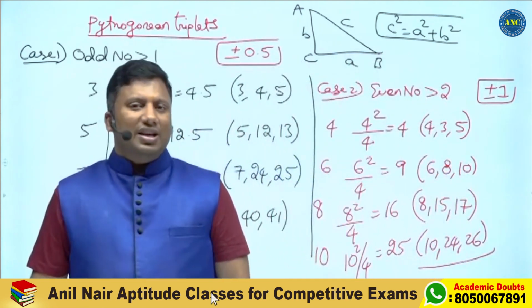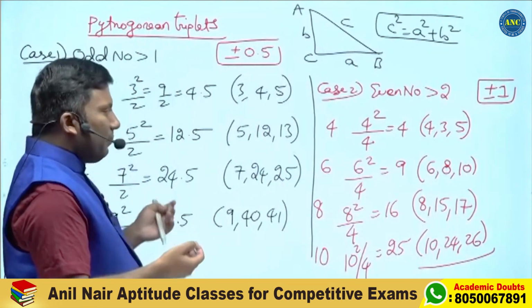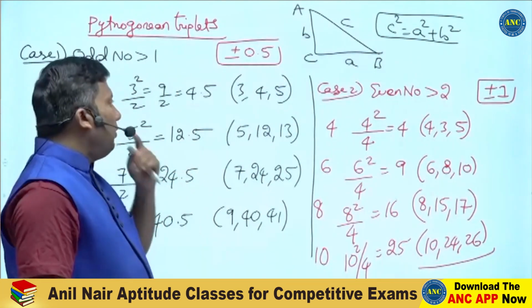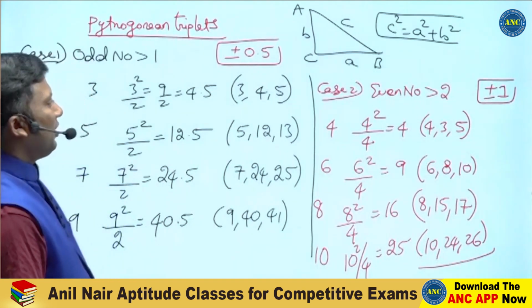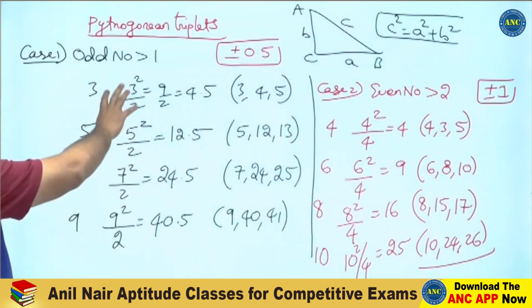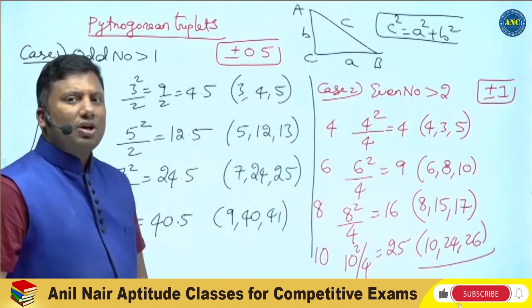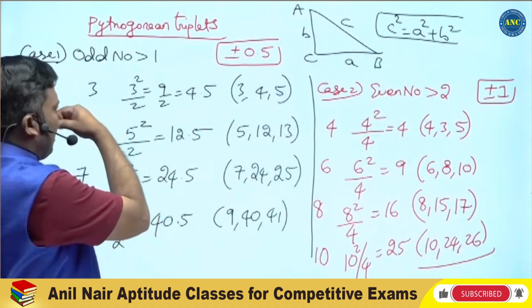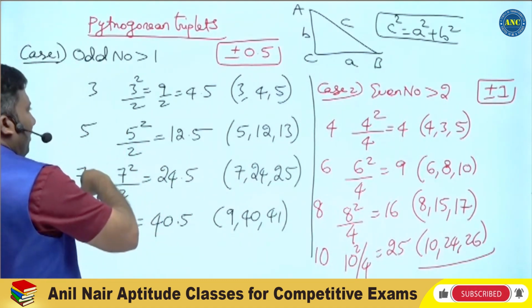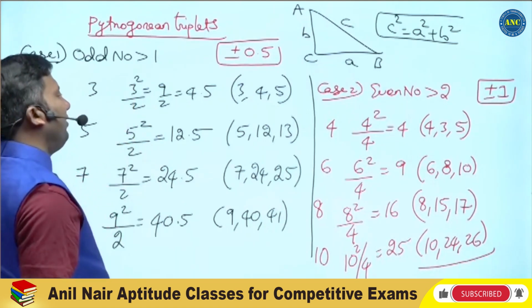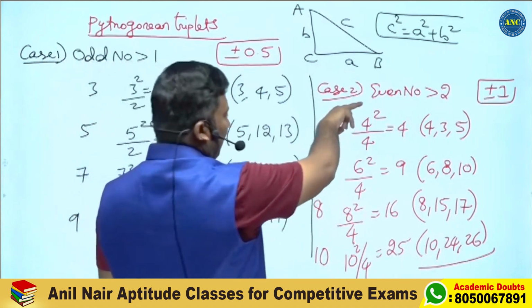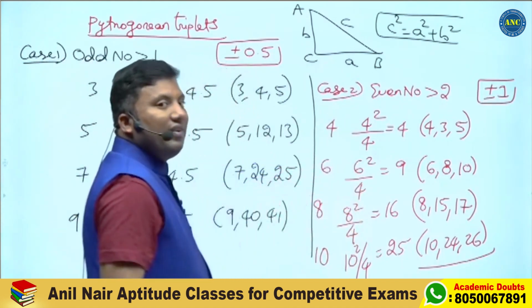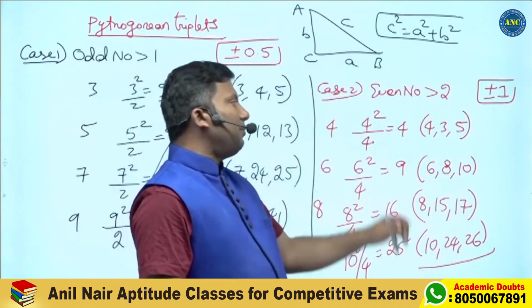Why are we doing these Pythagorean triplets? We got 1 by 29, which is 3, 4, 5. Very, very easy to determine Pythagorean triplets. You don't need to mug it up. The lowest side, if it is an odd number, square it, divide by 2, plus or minus 0.5. If the lowest is an even number, then it is plus or minus 1.